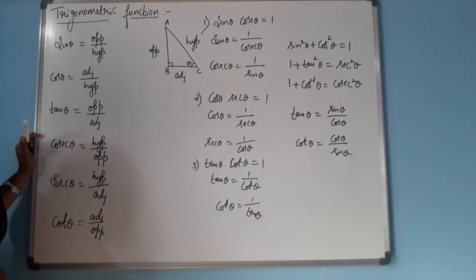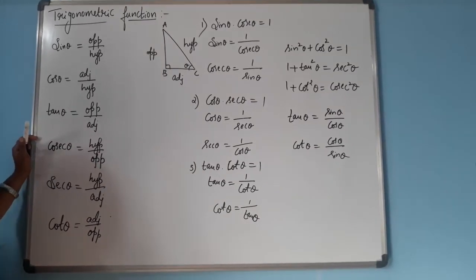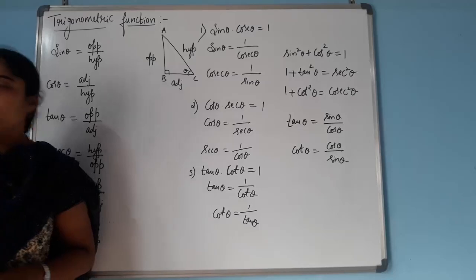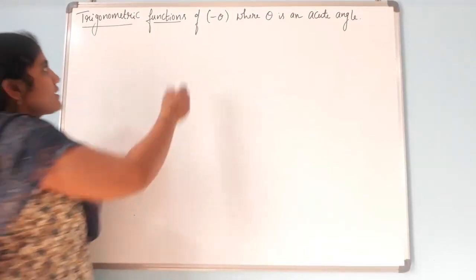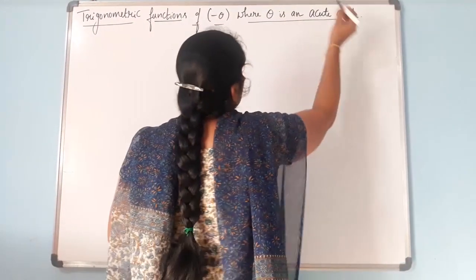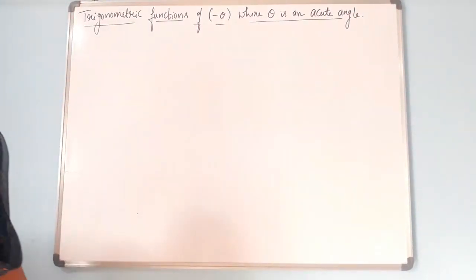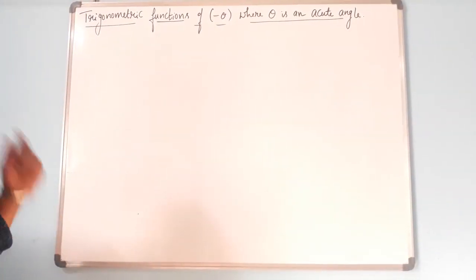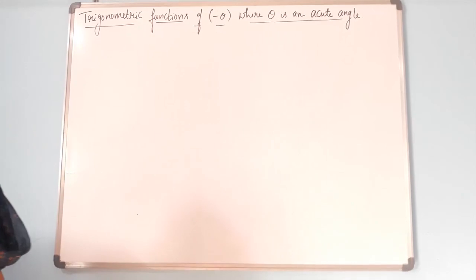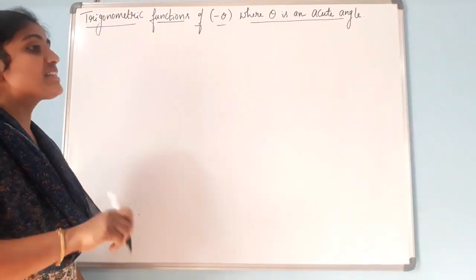So next let us move on to the trigonometric functions of minus theta, where theta is an acute angle. The angle is minus theta.